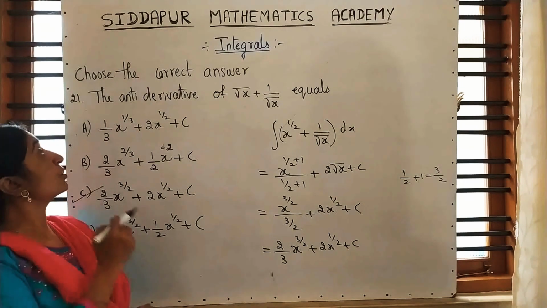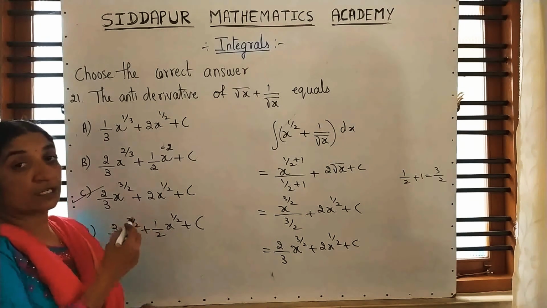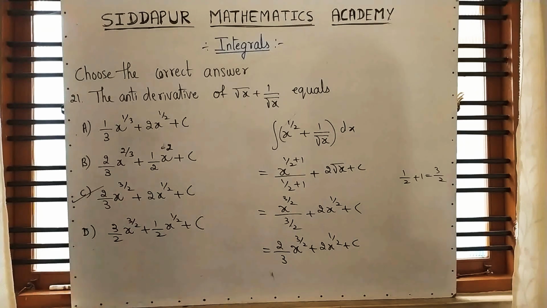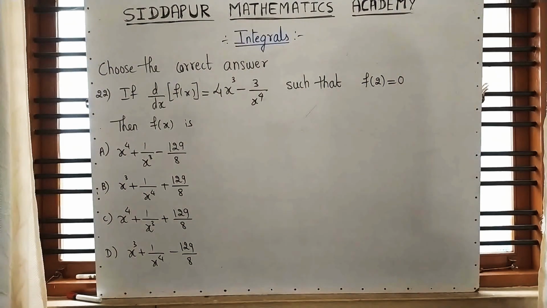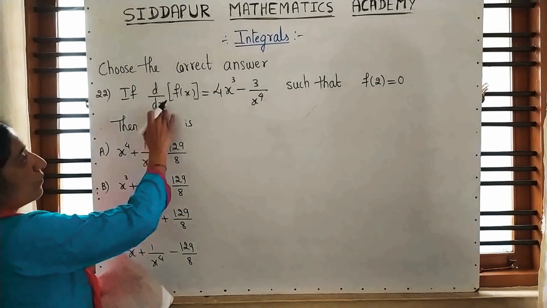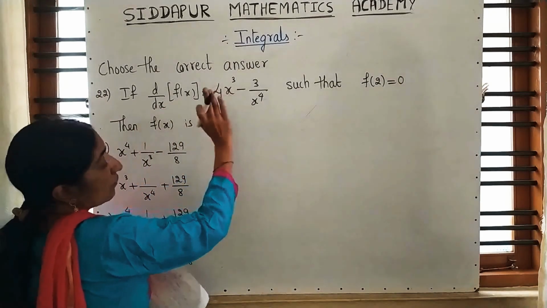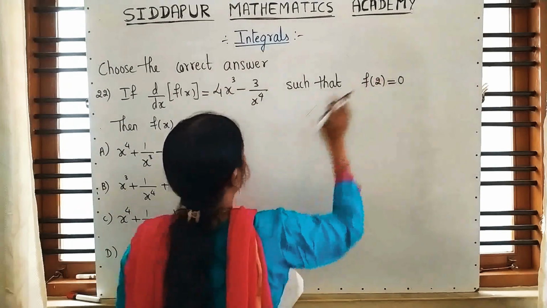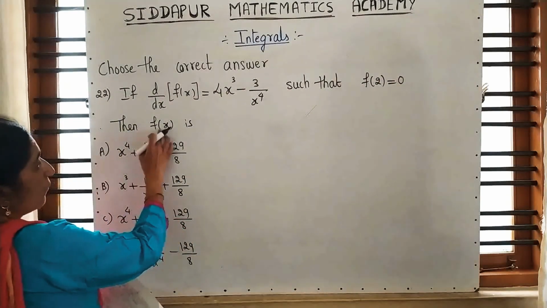Moving to the next question, question number 22. That is also multiple choice. Moving to the next question, that is question number 22. If differentiation of f of x is, this value is given and one condition is given, f of 2 is equal to 0, they are asking f of x.